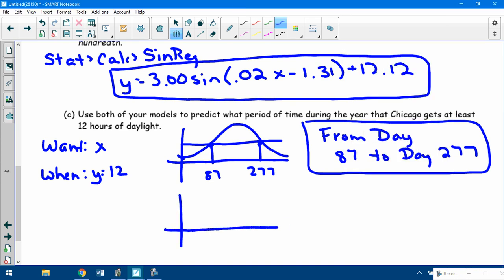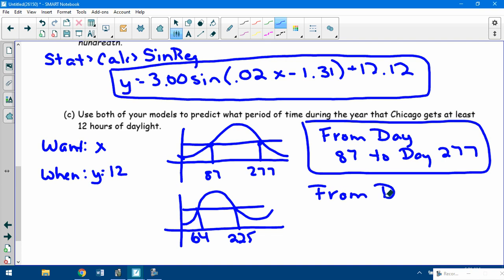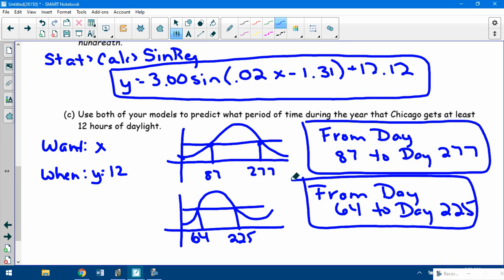And this graph started negative cosine, but the cycle just kind of restarted early. So again, this was 64, something like that. This was 225. So kind of significantly different. So from day 64 to day 225. And the reason it's significantly off, again, isn't because our calculations were so bad. It's because of our rounding. Rounding really does affect a lot.